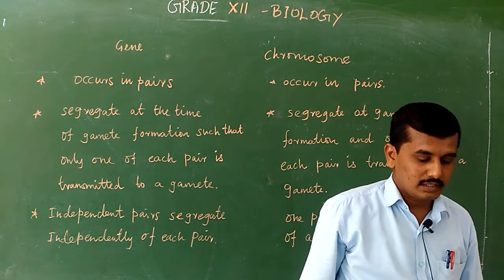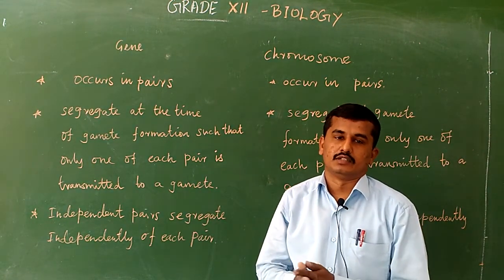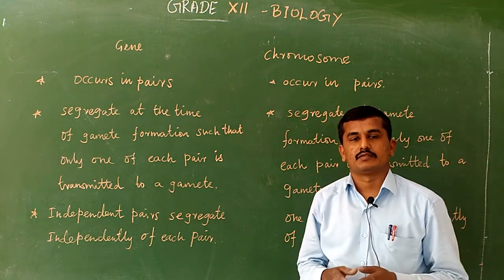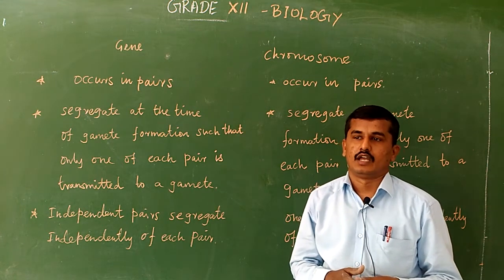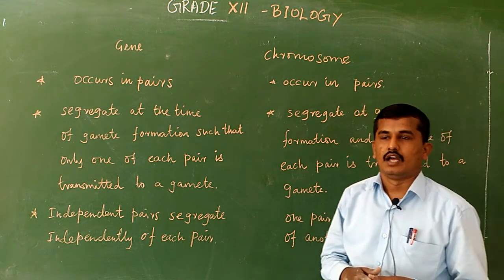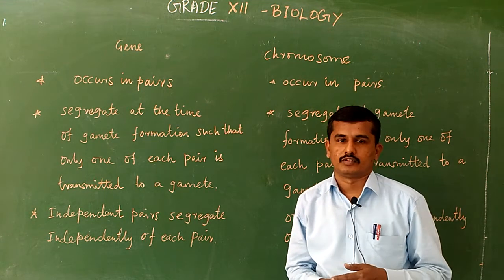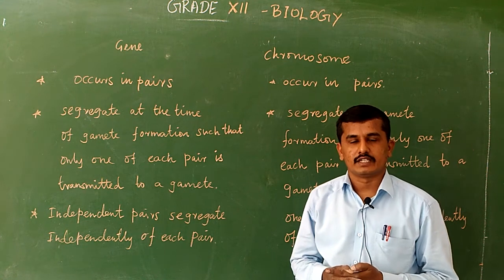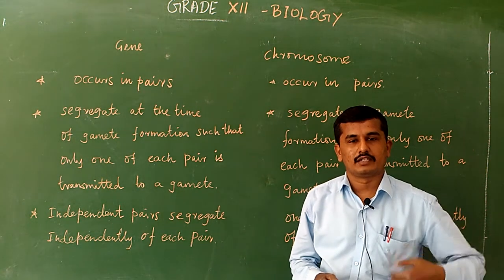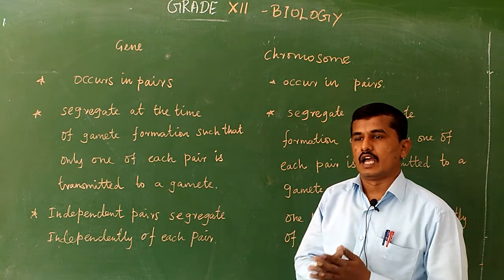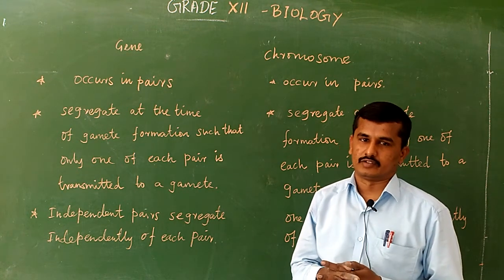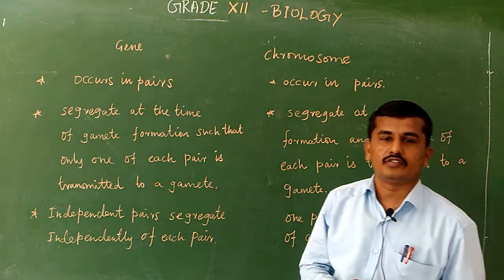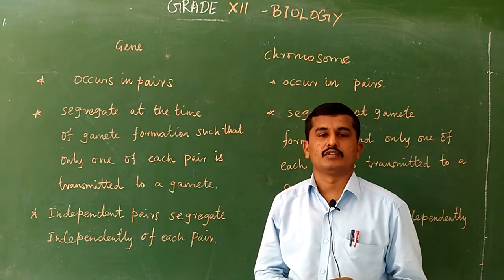In 12th biology, various topics are discussed, and this is chapter 5, Principles of Inheritance. In this chapter we have learned various topics like monohybrid cross, dihybrid cross, incomplete dominance and codominance, and the chromosomal theory of inheritance. Today, what is the difference between genes and pairs according to the chromosomal theory?